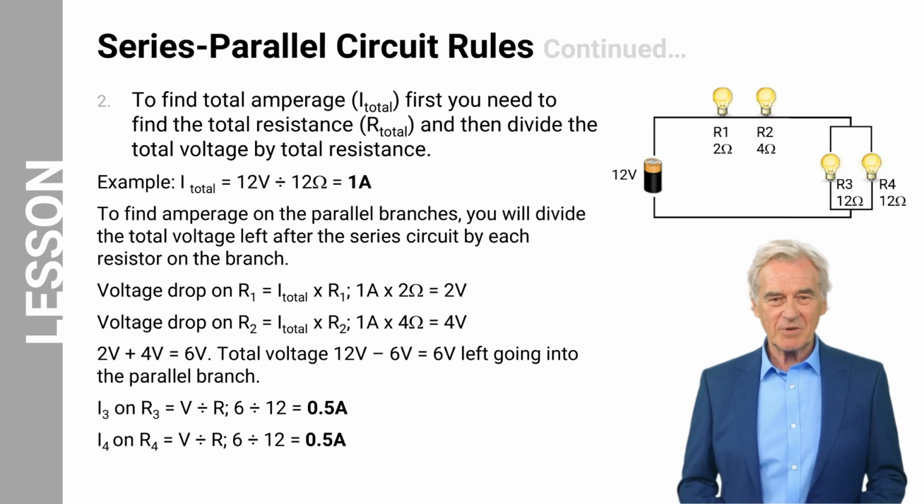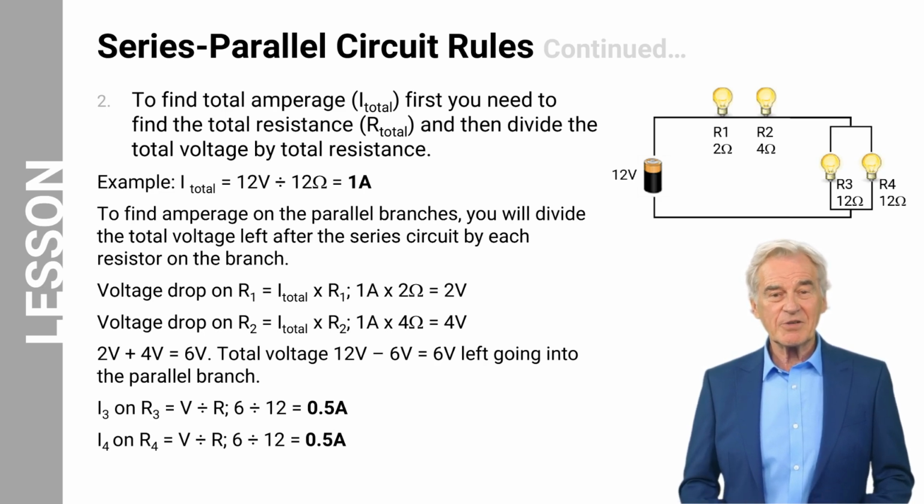The voltage drop across R1 with 2 ohms is 1 ampere times 2 ohms, which equals 2 volts, and across R2 is 1 ampere times 4 ohms, equaling 4 volts. These series voltage drops total 6 volts, leaving 6 volts for the parallel branch. Now, we can calculate the current in each parallel branch. For both R3 and R4, which are 12 ohms each, the current is I equals V divided by R, or 6 volts divided by 12 ohms, which equals 0.5 amperes.